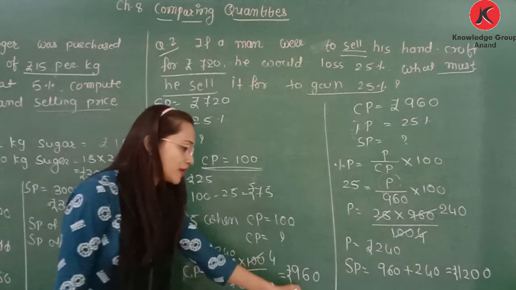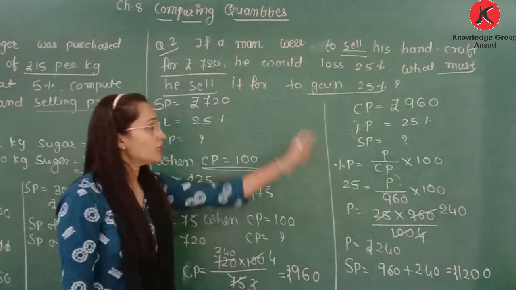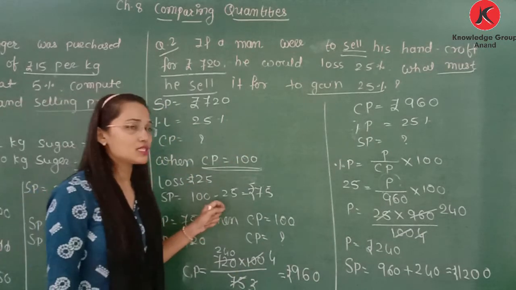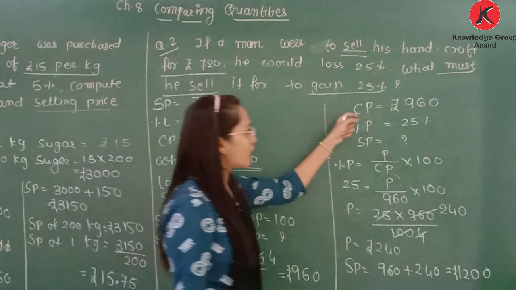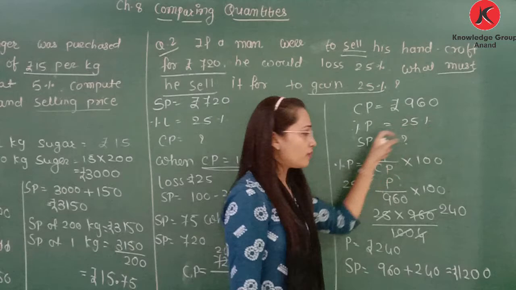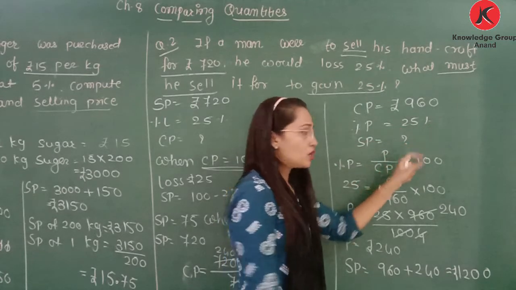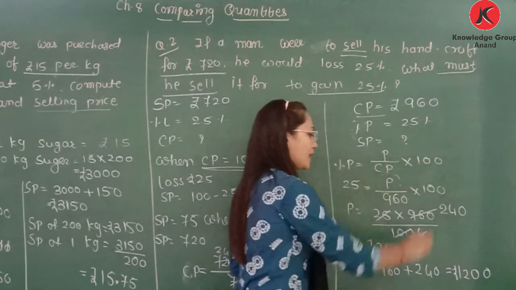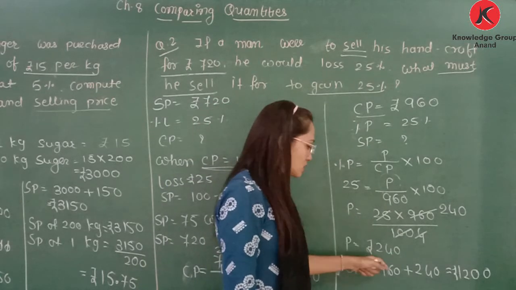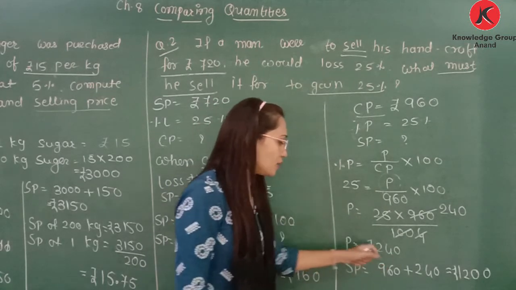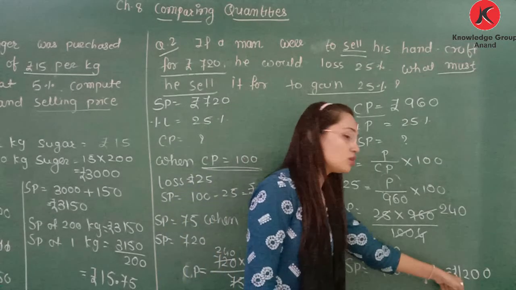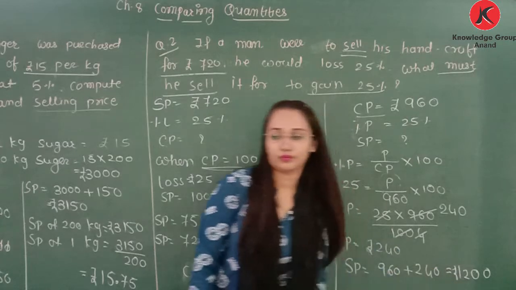Now our cost price is 960, and if he wants to have 25% profit, then what will be the selling price? So we can start from here. CP is 960, profit is 25%, and we need to find the selling price. Whenever CP is given, we can directly use the equation to find the profit in rupees. So this is the profit in rupees. So selling price will be 960, that is cost price, plus profit. So 1200.